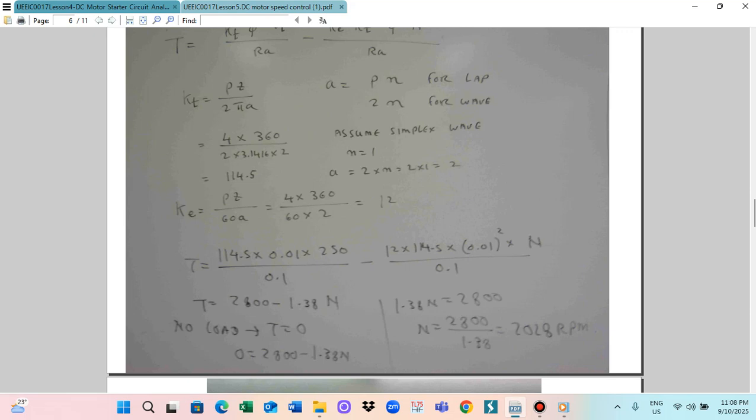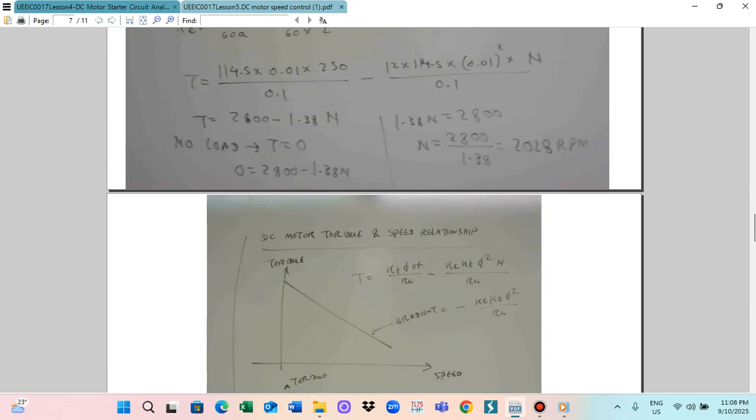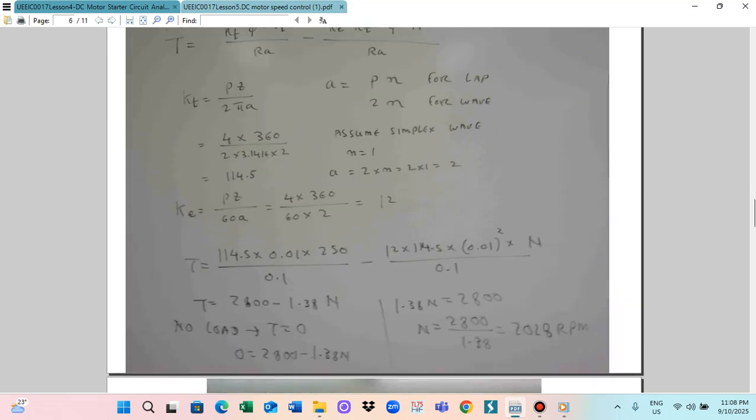Similarly, you can also calculate the KE. KE is equal to PZ divided by 60A. So we substitute. Number of poles is 4, times 360 divided by 60, and number of armature paths is 2. By solving this, KE we got is 12. So we got the KE and the KD value, and then we now substitute here.